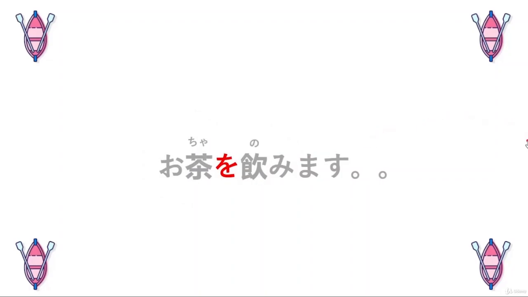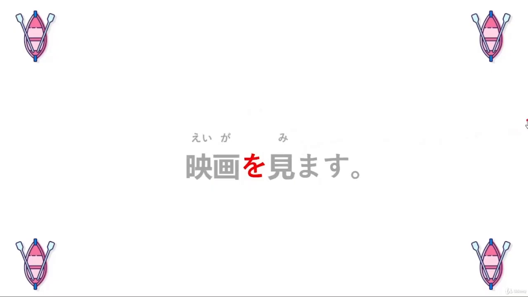Ocha o nomimasu. Ocha, tea. Nomimasu will drink. So what will I do with the tea? I will drink it. So I also need particle o in between. Eiga o mimasu. Movie. Will watch. So what will I do with the movie? I will watch it. Again, I need particle o, so I would know what action I take on the object.